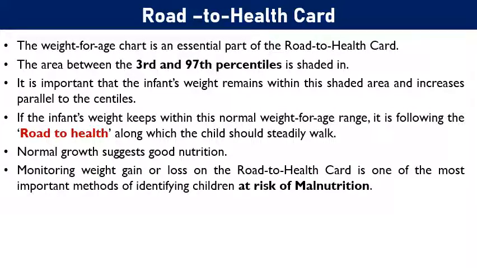Monitoring weight gain or loss on the road to health card is one of the most important methods of identifying children at risk of malnutrition. By using these growth charts, we identify the nutritional status, because nutrition is the most important factor. It helps to have normal growth parameters in children, either height or weight, and this can be measured. So this is the best indicator: if you are using this road to health card, you will come to know whether the child is at risk or has proper nutrition and the nutrition status is good.